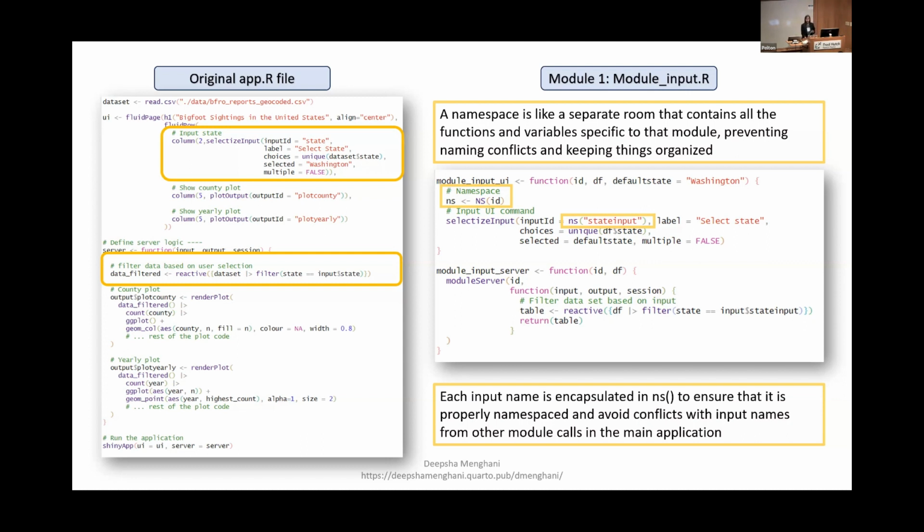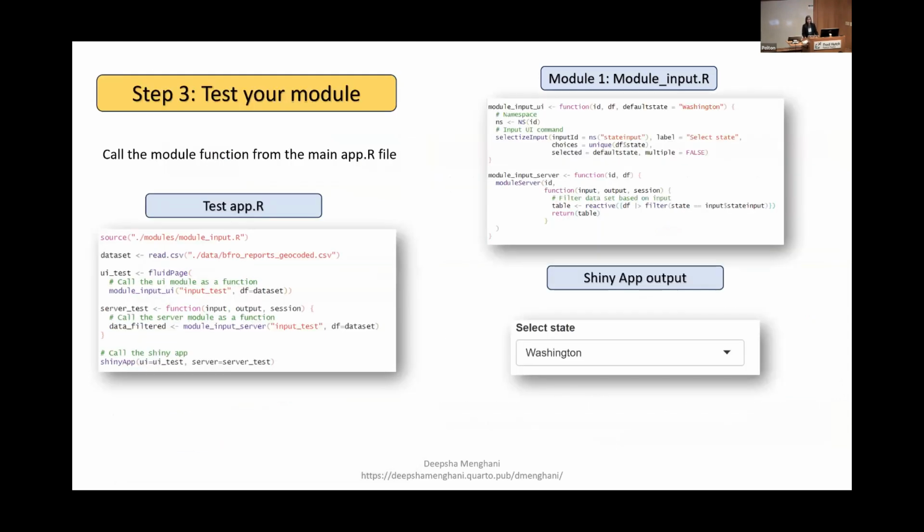That's it. You've created your very first module. Now let's test that module. This is a good practice to generally do anyway once you create modules. So we're going to create a baby Shiny application to test this module that we wrote on the right-hand side.